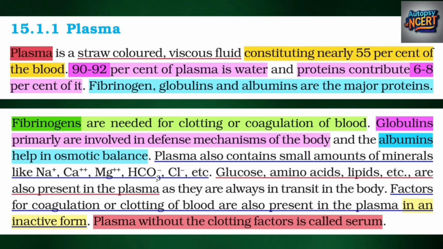Globulins primarily are involved in defense mechanisms of the body and the albumins help in osmotic balance. Plasma also contains small amounts of minerals like Na+, Ca++, Mg++, HCO3-, Cl-, etc. Glucose, amino acids, lipids, etc., are also present in the plasma as they are always in transit in the body. Factors for coagulation or clotting of blood are also present in the plasma in an inactive form. Plasma without the clotting factors is called serum.